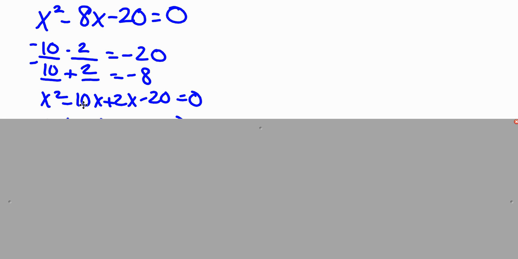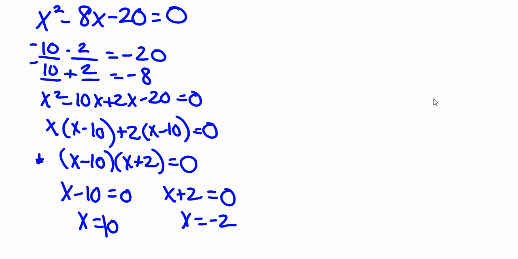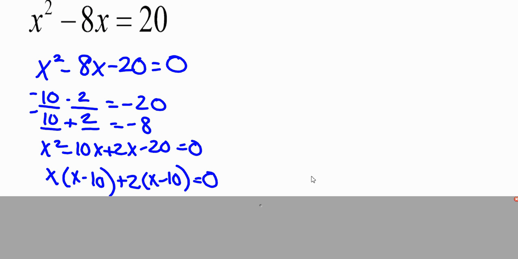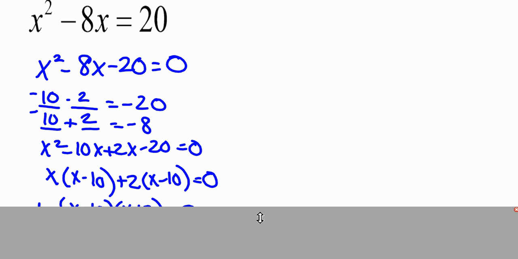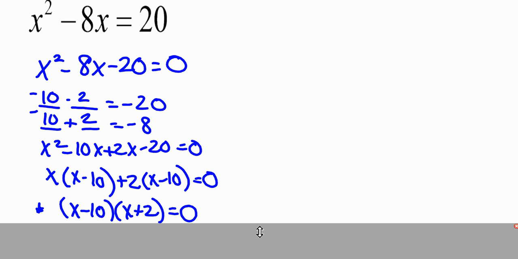We're focusing on x squared minus 10x. They have an x we can divide out. And the right-hand pair, 2x minus 20, they have a 2 that we could divide out. So if you notice, they both are being multiplied by x minus 10. So one factor is x minus 10, the other is x plus 2.